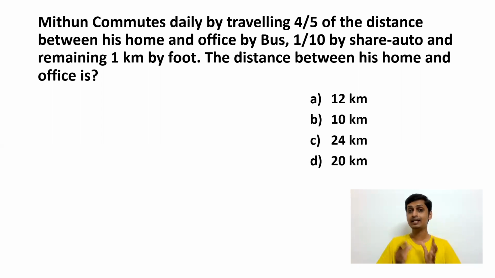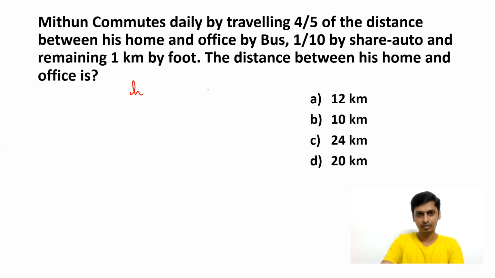So this is your first question. Midun commutes daily by traveling 4/5 of the distance between his home and office by bus, 1/10 by Sarato, and the remaining 1 kilometer by foot. The distance between his home and office is dash. Okay, now we can keep the distance between home and office like this. So distance between home and office is nothing but 100%.